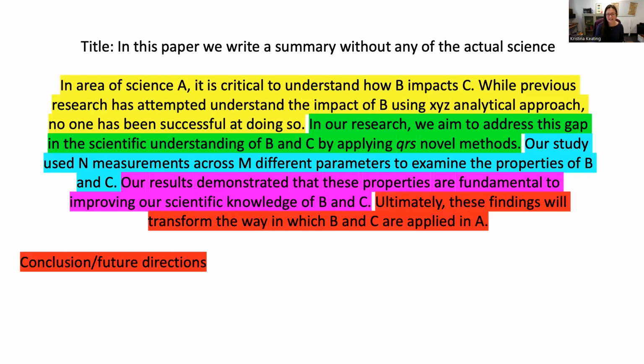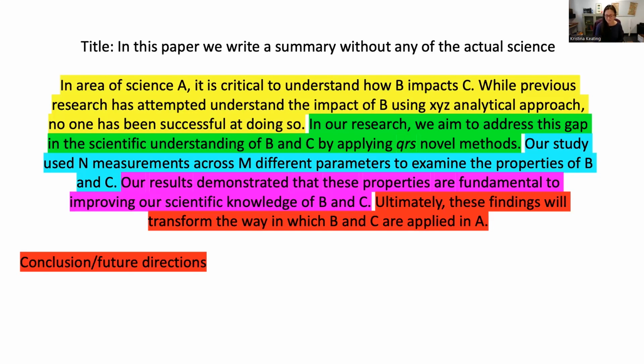And then finally, we say, ultimately, these findings will transform the way in which B and C are applied in A. This goes back to giving context again. What is the importance of our research? Why is our research compelling? Why is it going to transform the way that people do science? How is it going to impact the field? So this last statement gives a conclusion and tells us our future directions. This is where the research is going. This is why it's important.